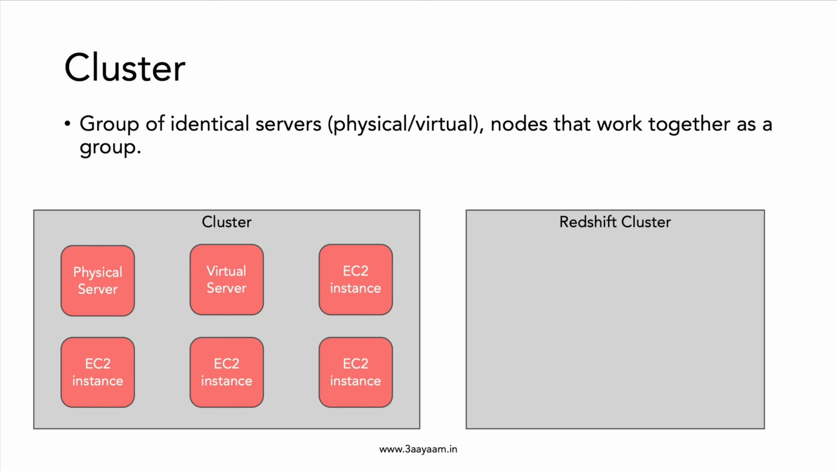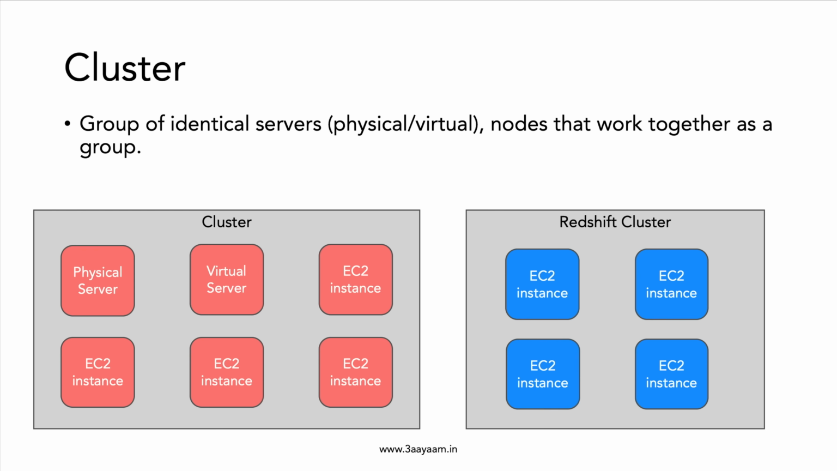If I take this definition forward, one Redshift cluster would contain multiple EC2 instances which are connected to each other. So that's what a Redshift cluster would be. Of course, it is way more than that, which I'll discuss in future slides, but this is a high level overview of what a cluster is. A cluster is nothing but a group of physical servers or virtual servers or EC2 instances. Obviously in AWS we'll be talking only in terms of EC2 instances. So a Redshift cluster is nothing but a group of EC2 instances which work together collectively.